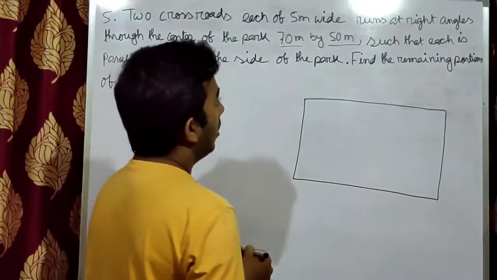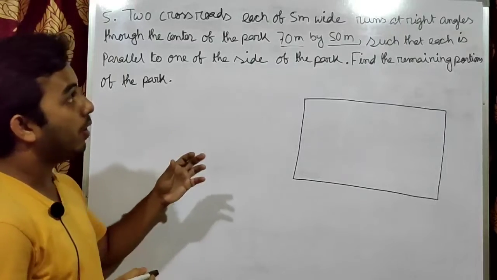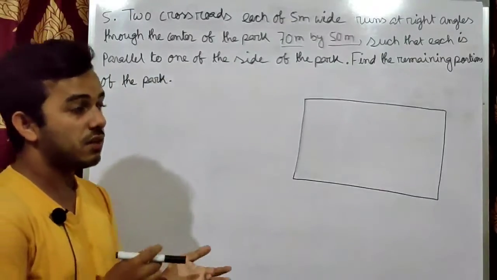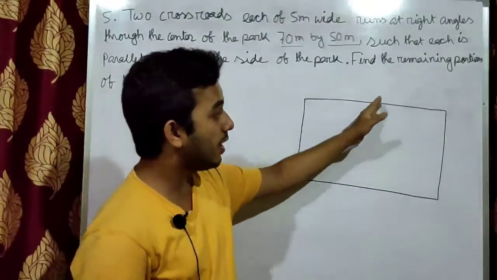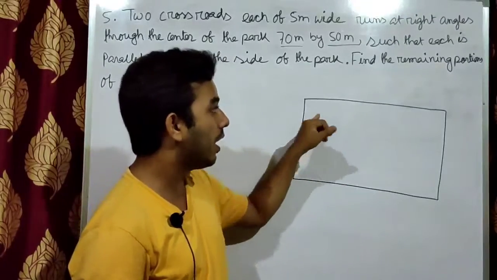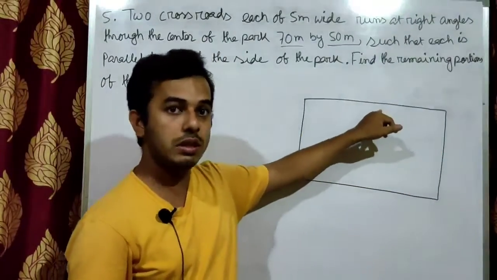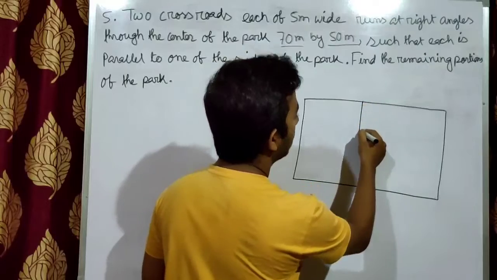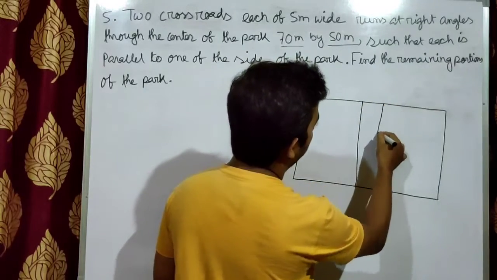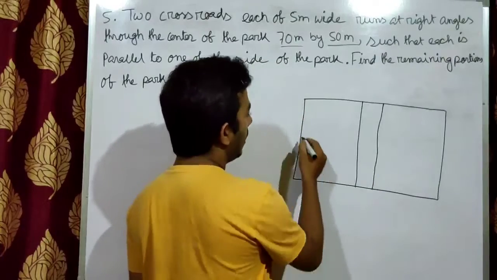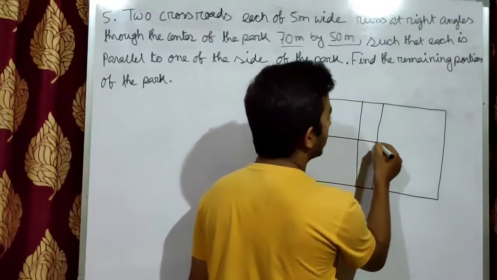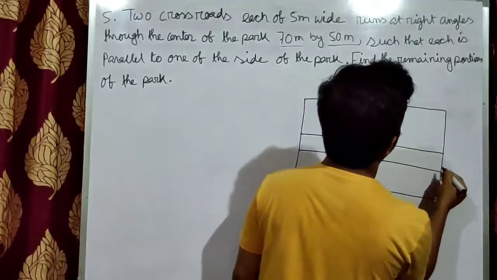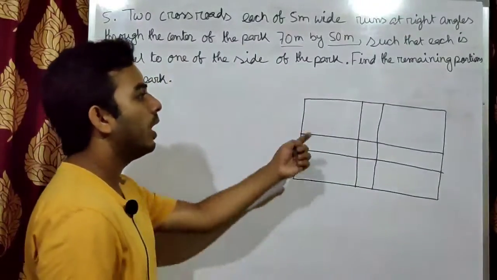Clear? Now, two crossroads each of 5 meter wide run at right angles through the center of the park, such that each is parallel to one side. That is, when this crossroad runs from this side to this side, it is parallel to the breadth, and when it runs from breadth to breadth, it is parallel to the length. And the width of the road is 5 meter, right? So this is our road which runs parallel to the breadth, and this is our road which runs parallel to the length.